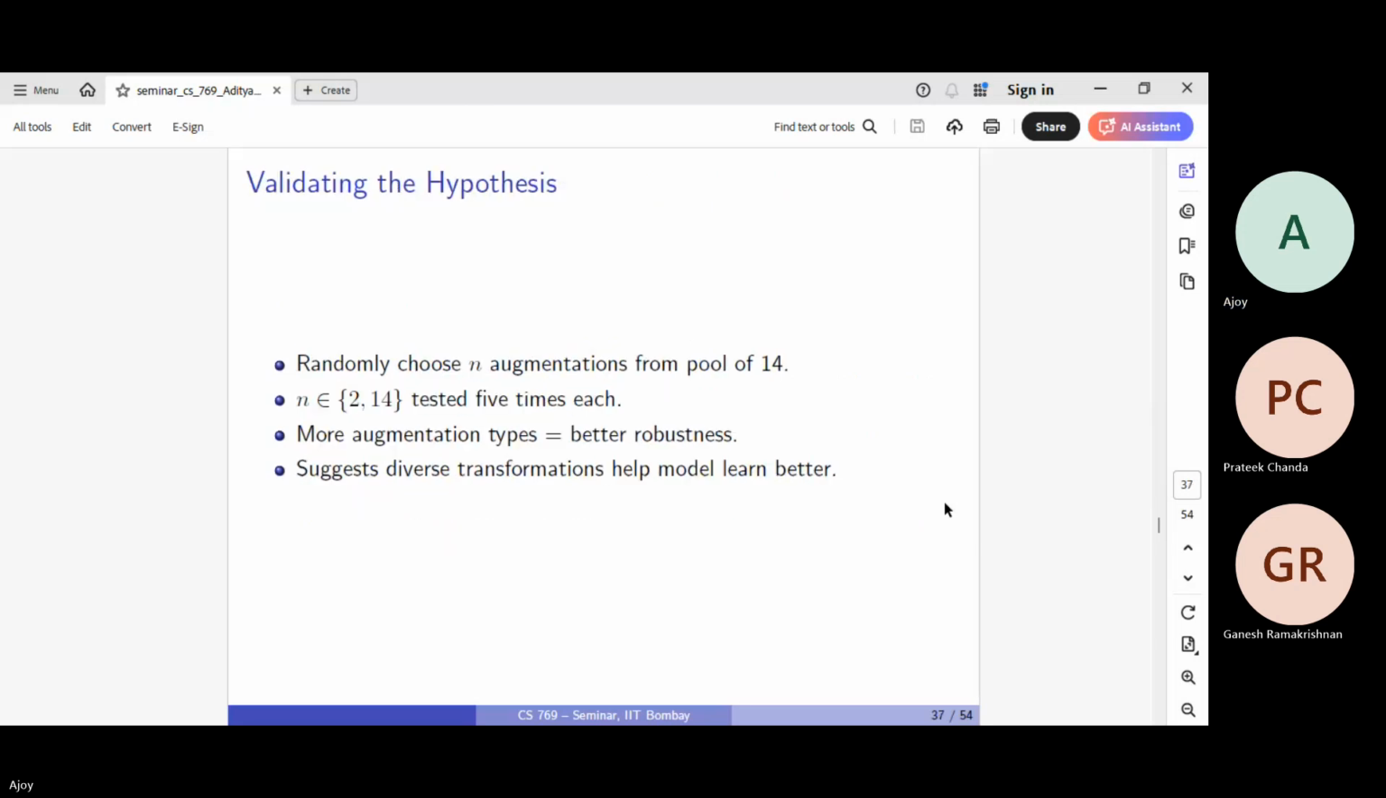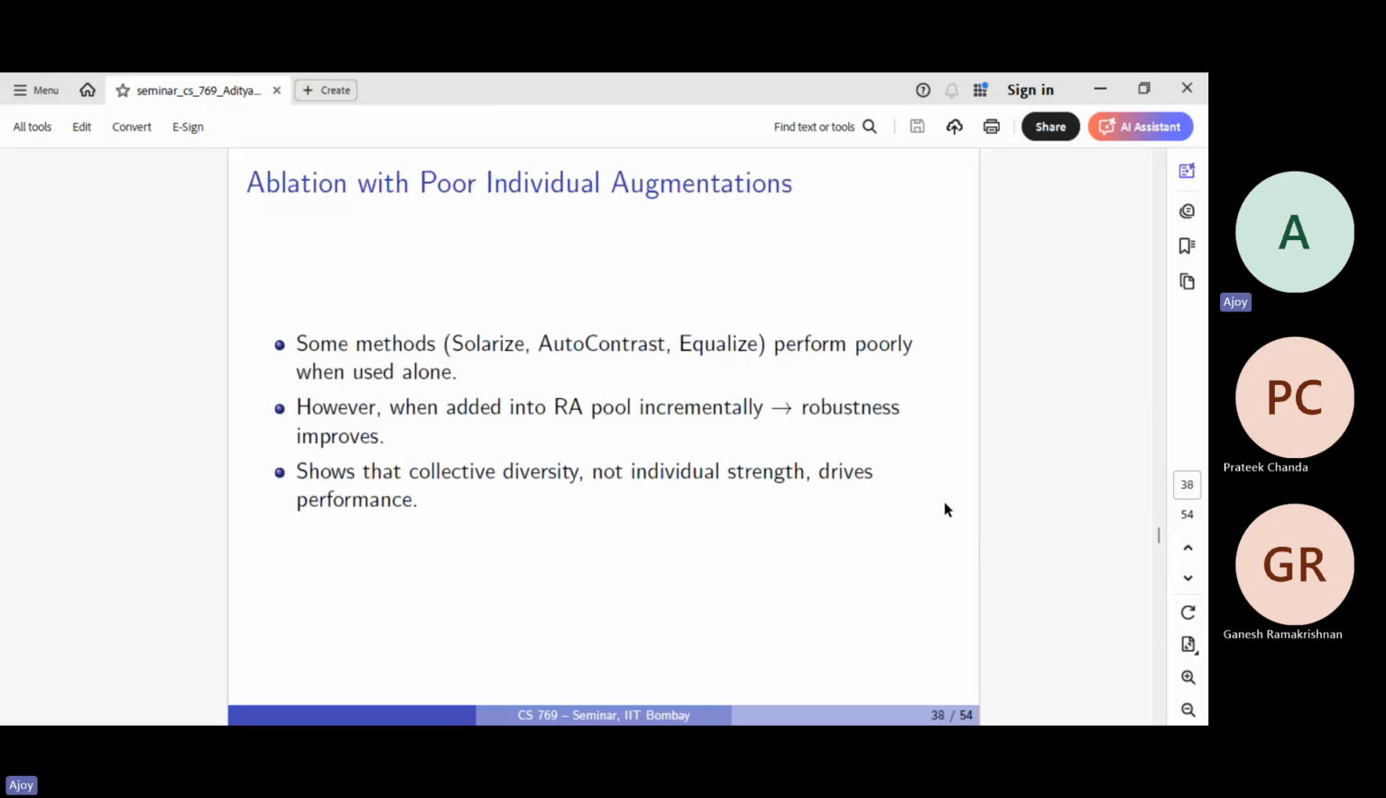These are three of the transformations which, when used alone, perform really poorly on the dataset. But when we combine all of these, we get a very well-defined and robust result. What does solarize mean? Solarize is an image transformation. Auto contrast is also a transformation. What does it do? Solarize, I think, brightens up the image a bit.